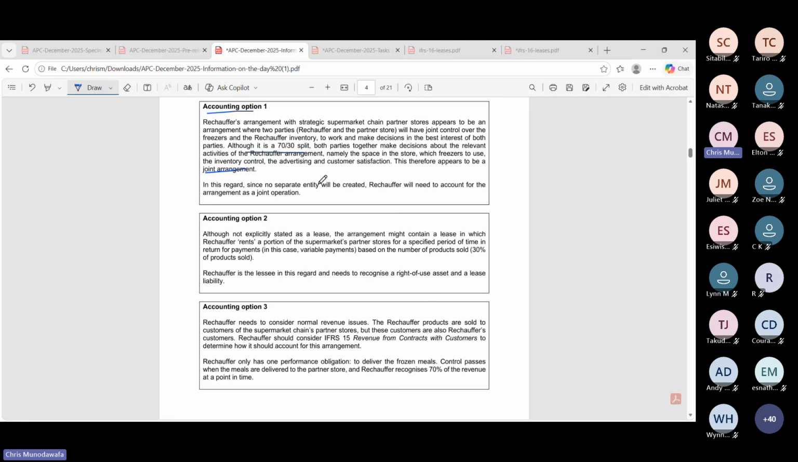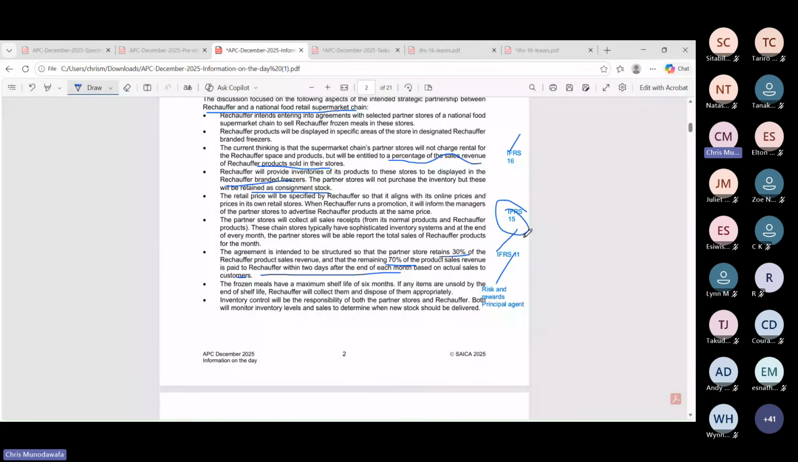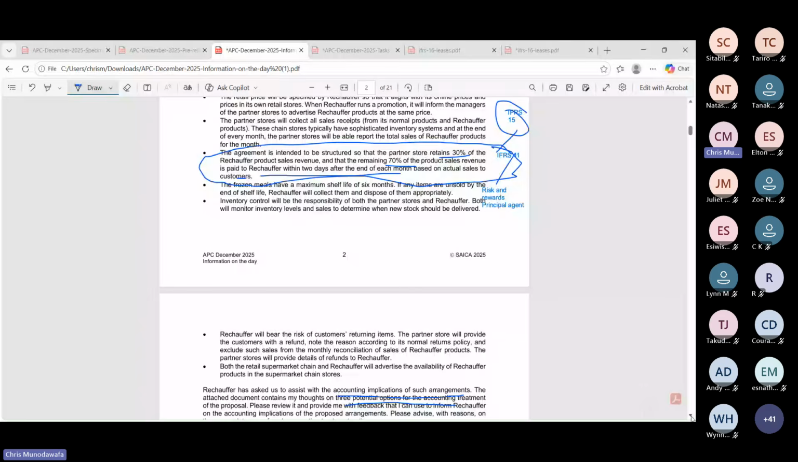The question here is to review. So the facts are, is it what is on the ground? Are they participating in all relevant activities? Does that make sense?